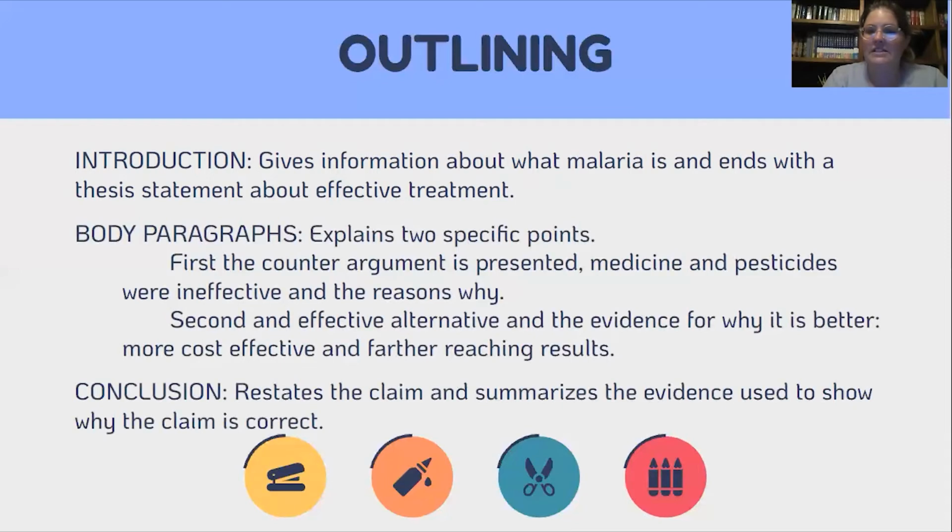Last, the conclusion restates the claim and summarizes the evidence used to show why the claim is correct. Is this how you would have organized the information in this essay? Do you think that the author used enough facts to support his position? Where do you think he could improve?